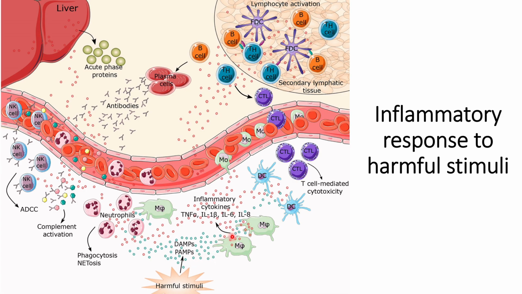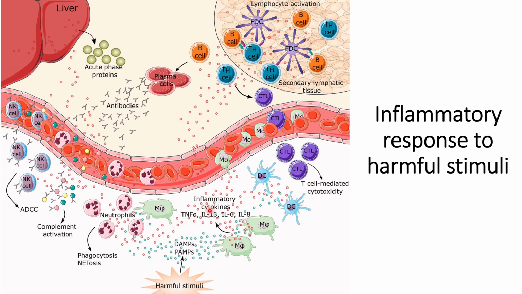and these activated macrophages, along with the damaged endothelial cells, will recruit neutrophils and monocytes to the site of this harmful stimulus, and this is the first line of defense, or we can say the innate immune response of the immune system.